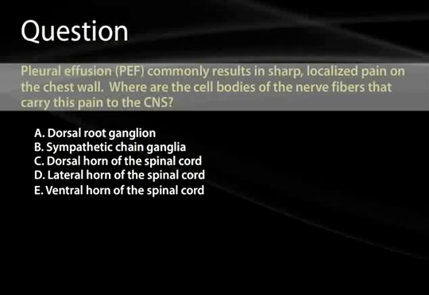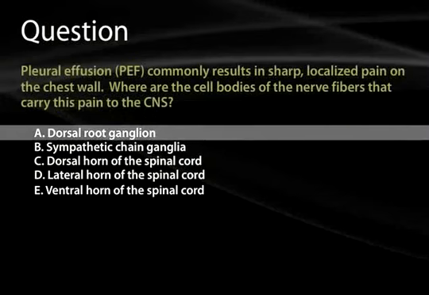If somebody has a pleural effusion, it commonly results in sharp localized pain on the chest wall. Where are the cell bodies of the nerve fibers that carry this pain to the CNS? This is a reminder of the kinds of questions that will bring back the idea of that basic nerve anatomy that we discussed a couple sections earlier. So where are all of the somatic pain cell bodies located? Remember, we discussed that they are located in the dorsal root ganglia for the chest. And that dorsal root ganglia is going to be located at the level of the intervertebral foramina of the thoracic vertebrae.